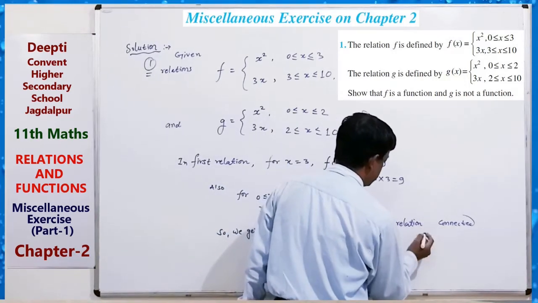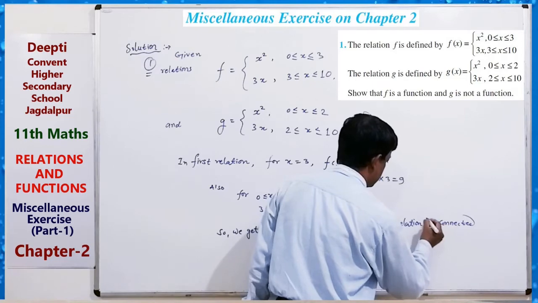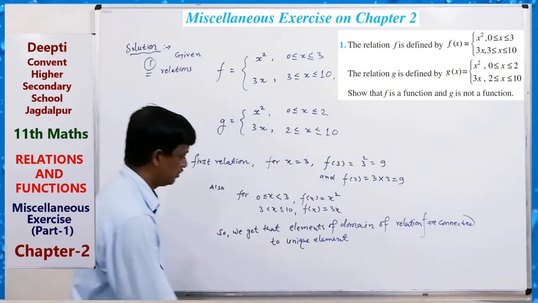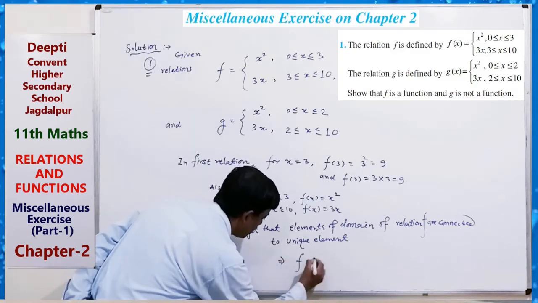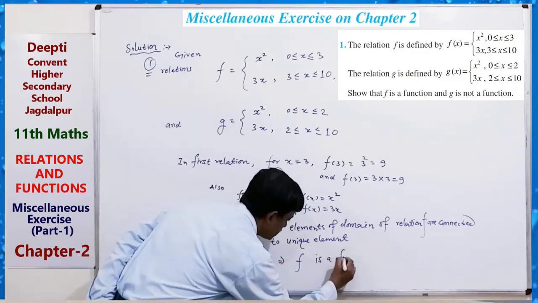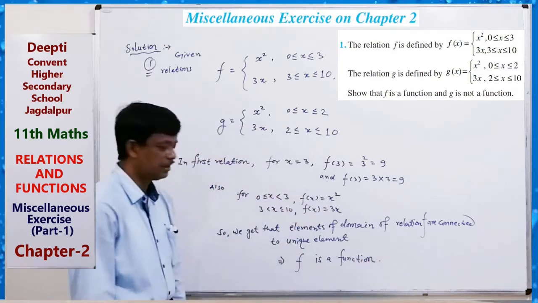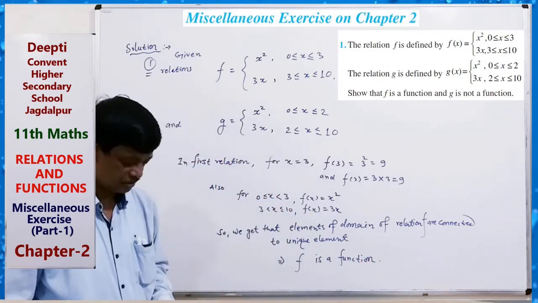Relation F: all elements are connected to a unique element, which implies F is a function. Clear? F is a function. Okay.